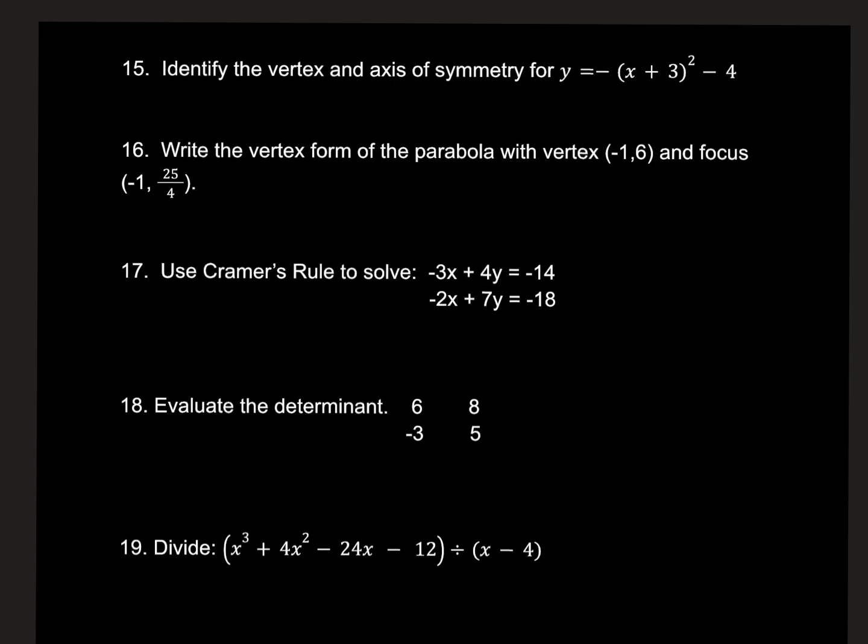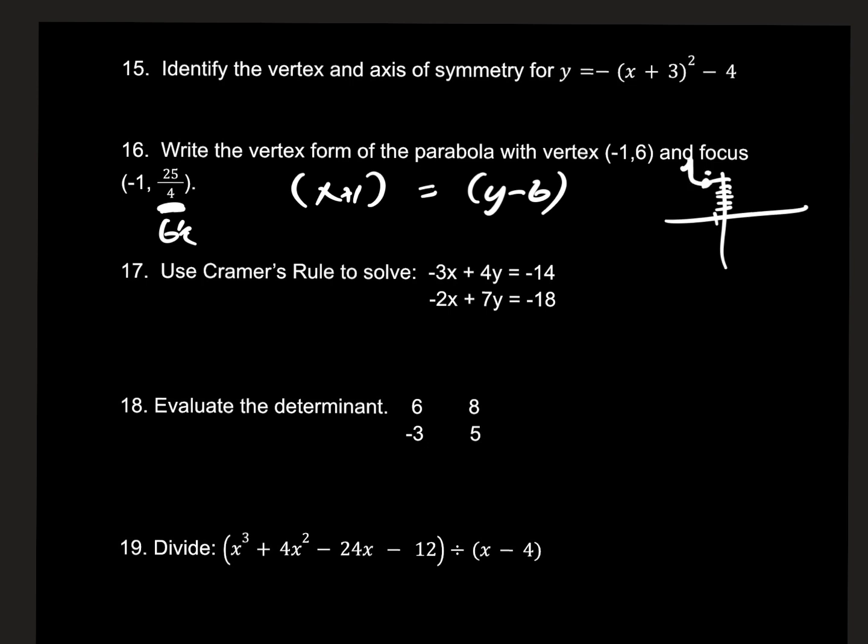When you start to write a parabola, put your vertex, do the opposite of your vertex in your parentheses. So I'm going x plus 1 and y minus 6. It would really help if you draw a little rough sketch here. Negative 1, 6 is right here. The focus is negative 1 and 25 fourths, which is really 6 and 1 fourth. So it's a little bit above that vertex, which means it's going to open up.